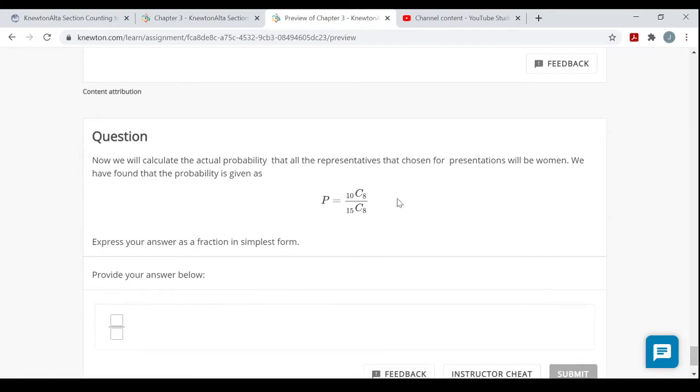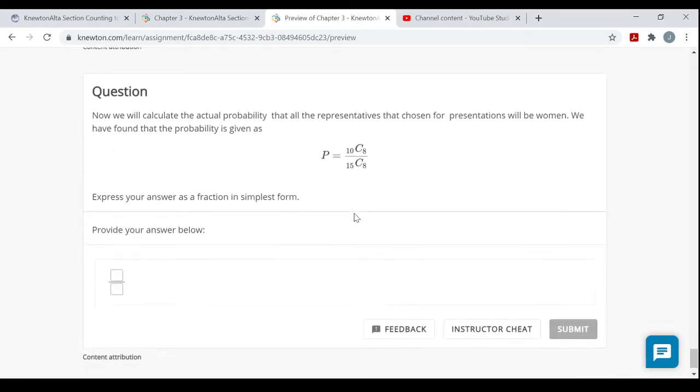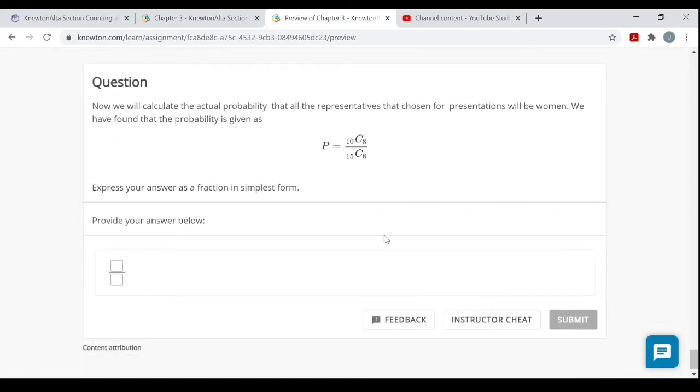All right, so a new question. Now we will calculate the actual probability that all representatives to be chosen for presentation will be women. We have found this. Express your answer as a fraction in simplest form. All right, so now let me pull that back up. And now I know it's 0.007 approximately, but let's actually write it. They want us to write it as a fraction.